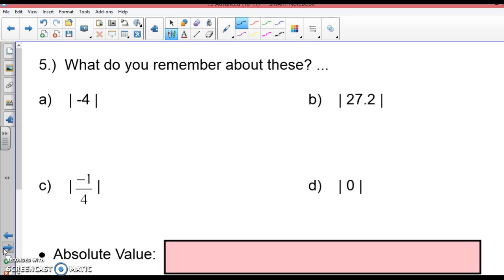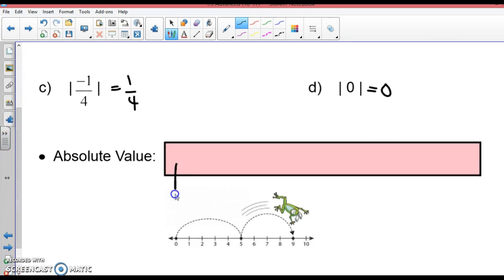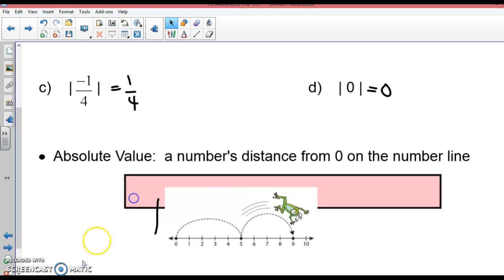Okay, absolute value of -4 is 4. The absolute value of 27 2/10 is 27 2/10. The absolute value of -1/4 is 1/4, and the absolute value of 0 is 0. Absolute value is the number's distance from 0 on a number line. So it will always be positive.